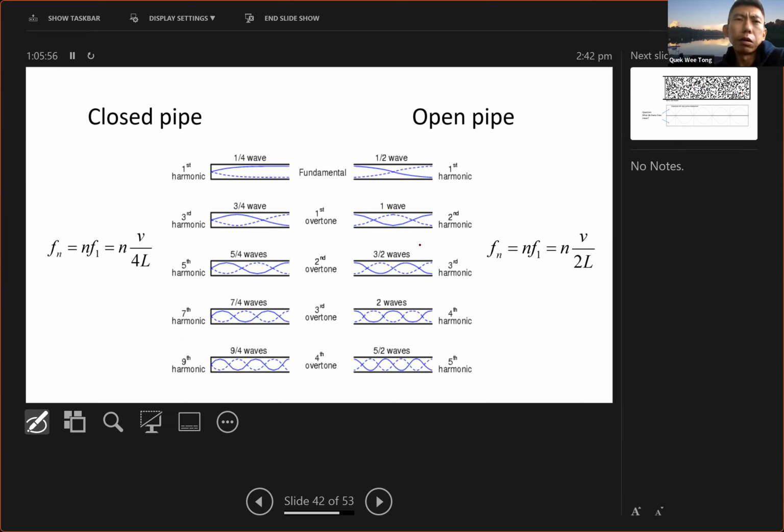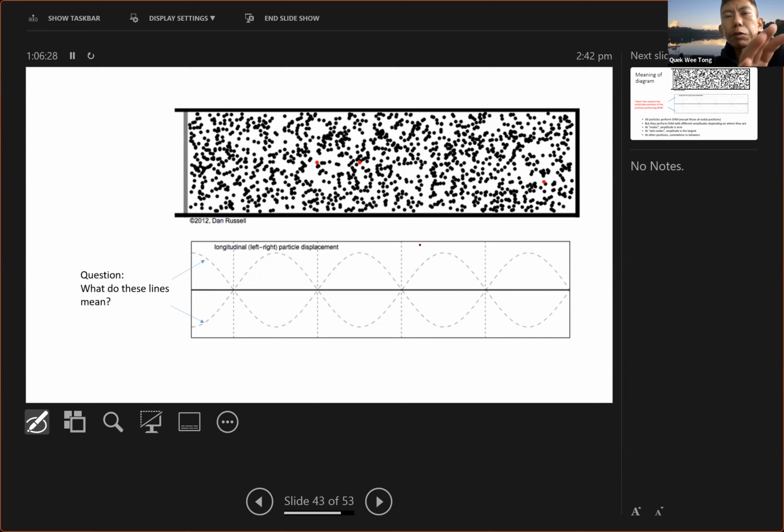Now, just one question. Every time we draw a standing wave, we always draw this kind of dotted line, to show that there's a standing wave inside. But what does the dotted line mean?